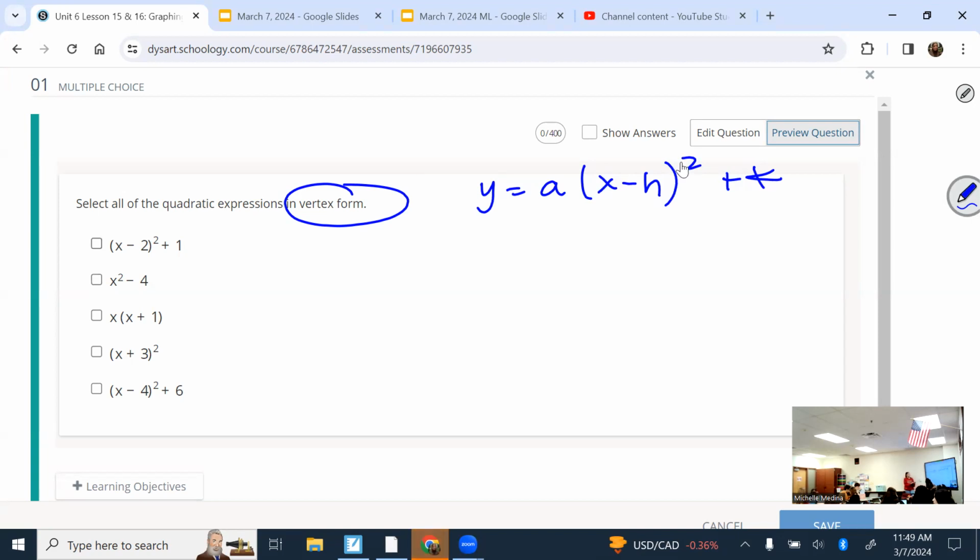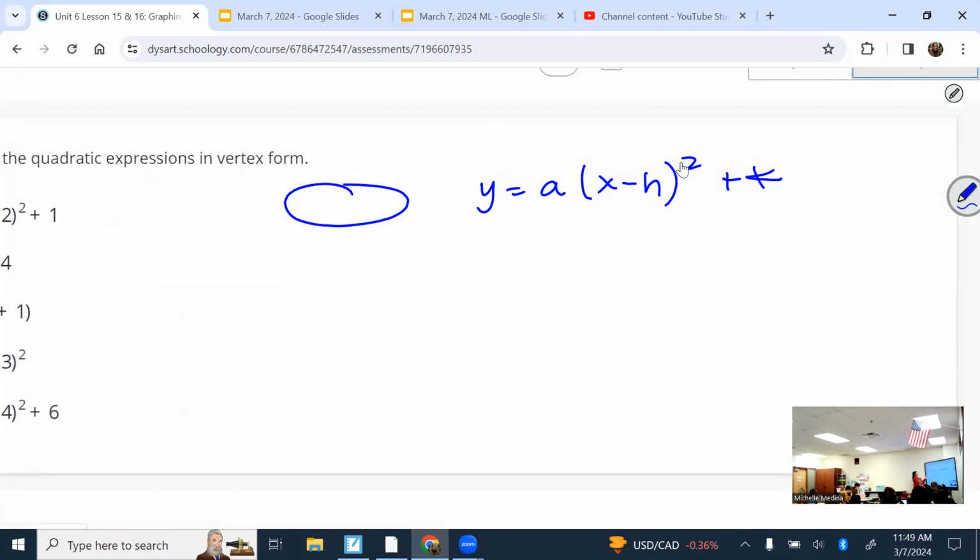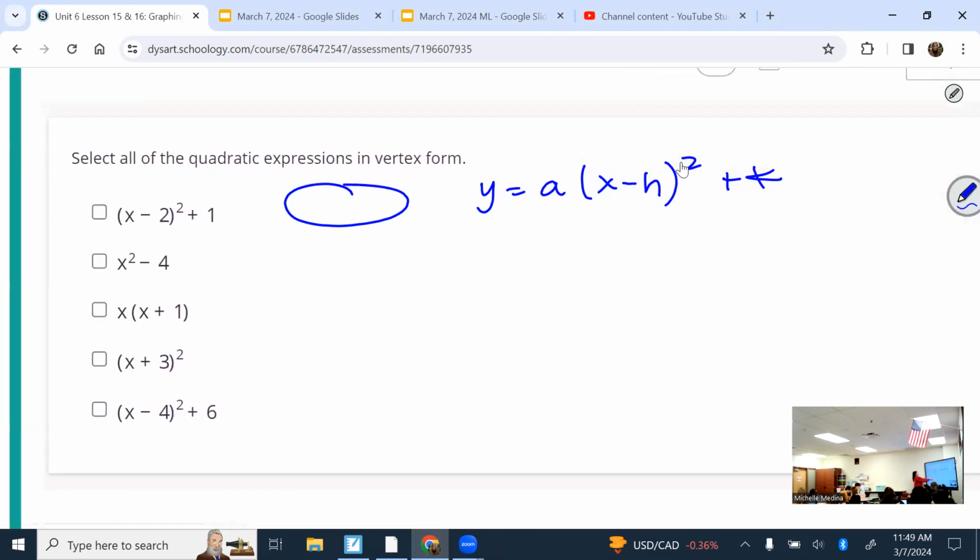So is the first option on my screen in vertex form? Does it look kind of like the format I have? No. Sure, I mean, it doesn't have the y equals, but can I tell my vertex? So this one is in vertex form because I can tell that my vertex is going to be 2, 1. All right, so also remember (h, k) is your vertex. h is always the opposite sign of what it is in the equation. k always matches. So the first one's in vertex form.